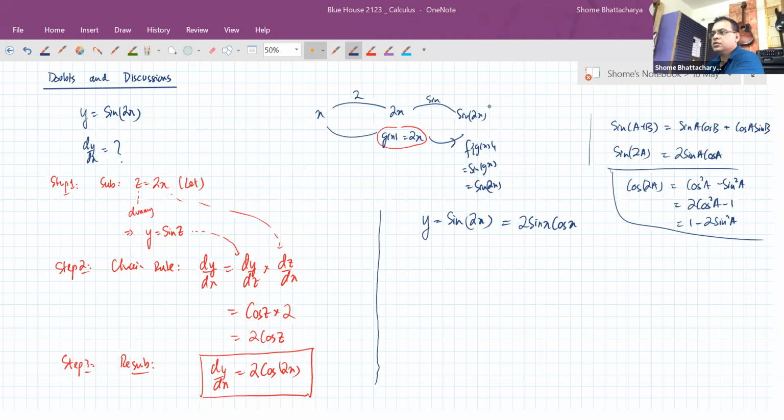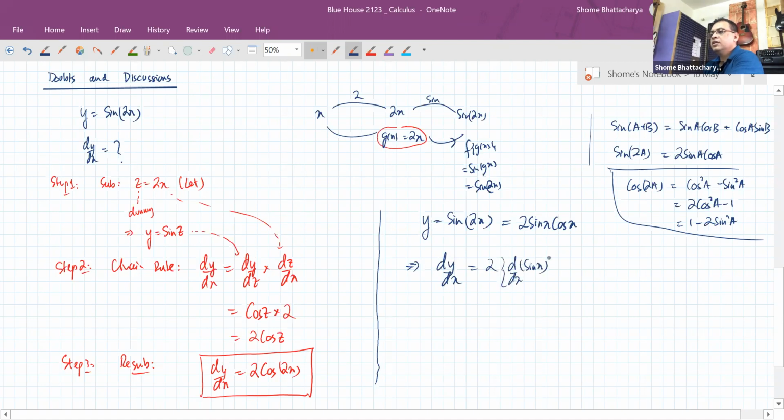So let's also use this method here. If I use the product rule here, when I differentiate this side, 2 is a constant anyway, I'll take it out. So differentiation of the first function multiplied by the second function, plus the first function into differentiation of the second function.